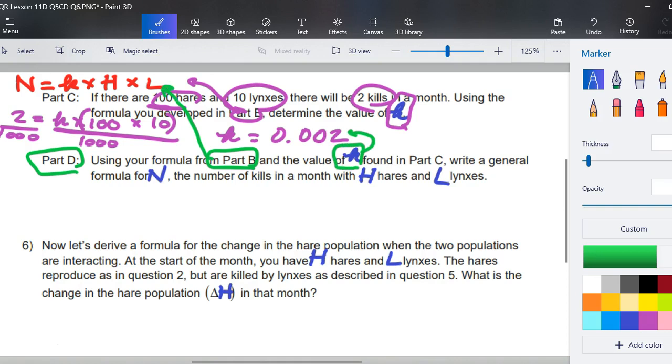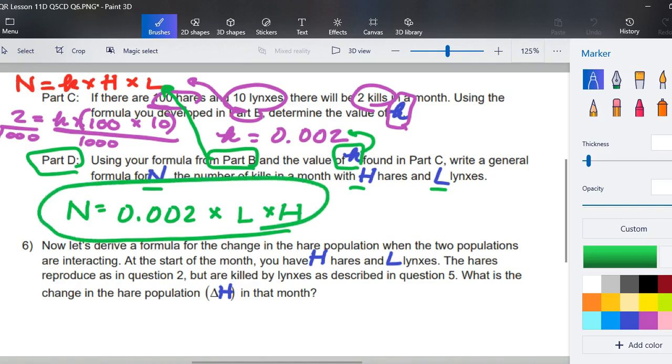So here's the formula from part B. Write a general formula for the number of kills in a month with H hares and with L lynxes, and we're looking at something like this. The number of kills is going to have a constant of proportionality of 2 thousandths times the number of lynxes times the number of hares.